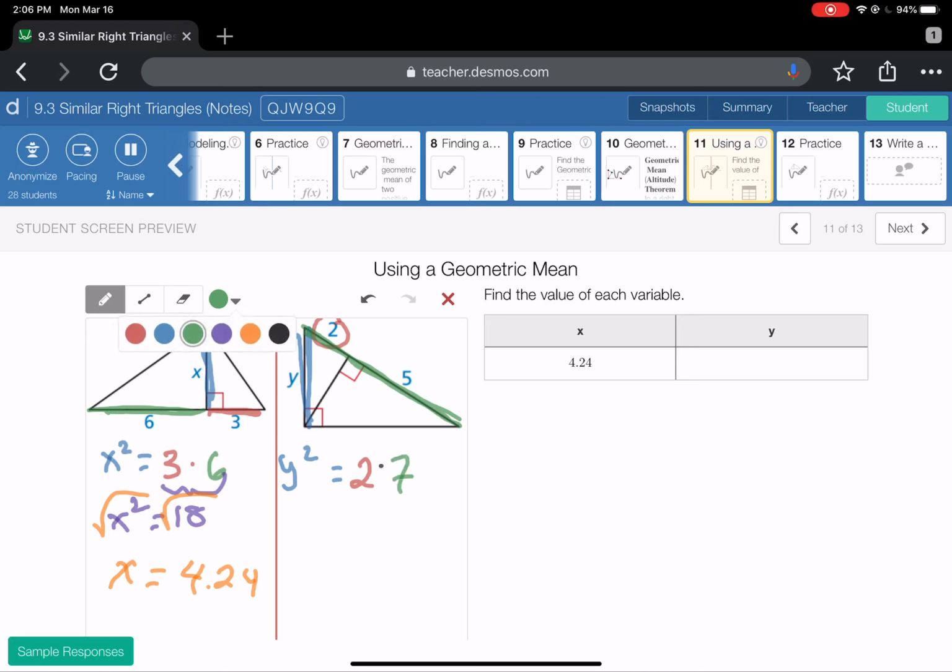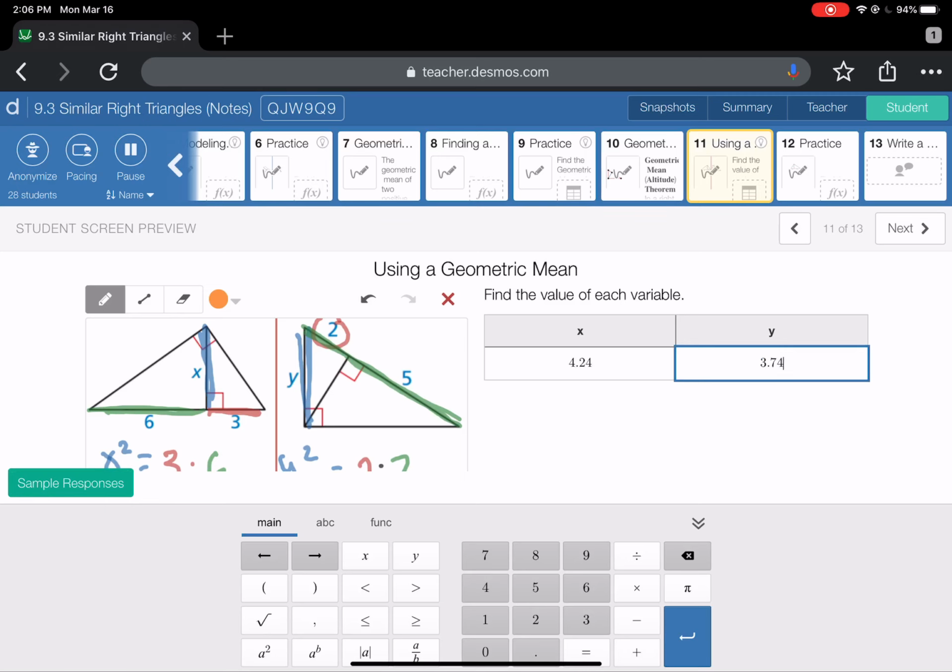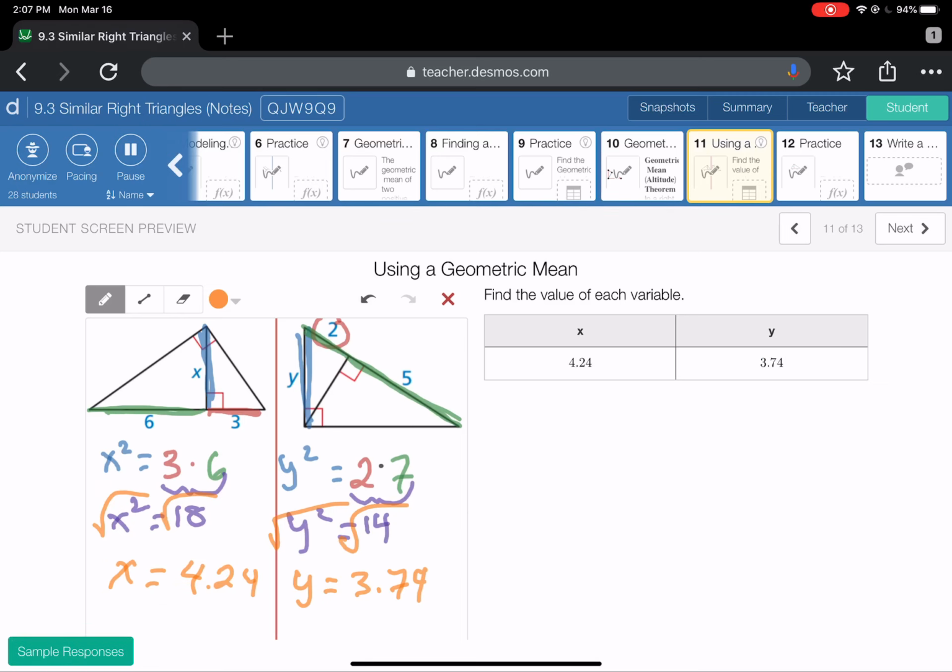So then let's do the geometric mean for this. 2 times 7 is 14. Let's bring down our y squared. We're going to take the square root of both sides of 14, which is going to give us 3.74. So y is equal to 3.74. So our leg here measures approximately 3.74, as we are rounding to the nearest hundredth.